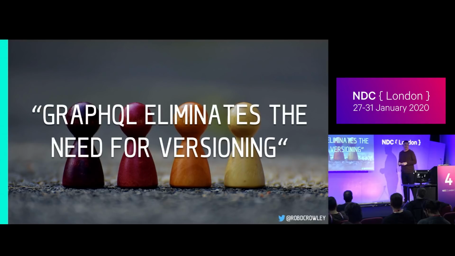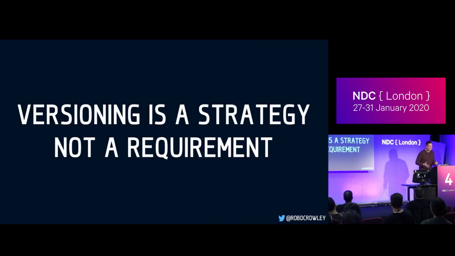This is another great one. So GraphQL eliminates the need for versioning. So GraphQL, we don't need to version our APIs anymore. It's a bit odd because we never had to version our APIs. It was always a strategy. It was never a requirement. So why would we version our APIs?